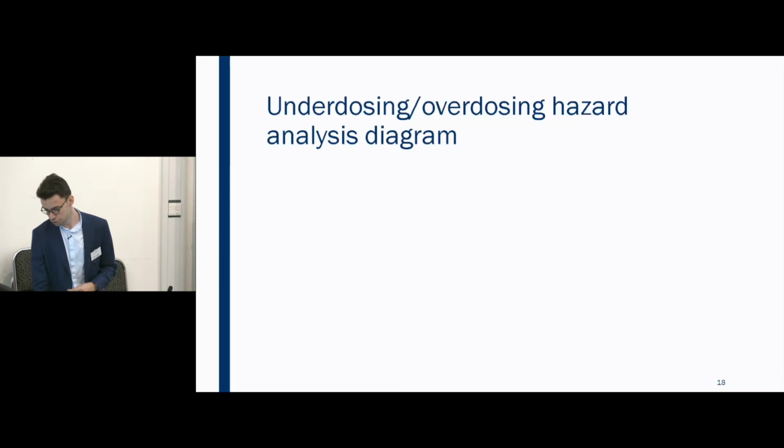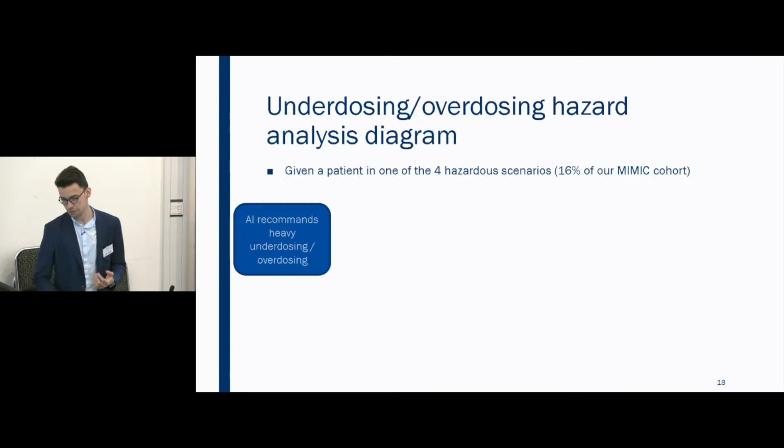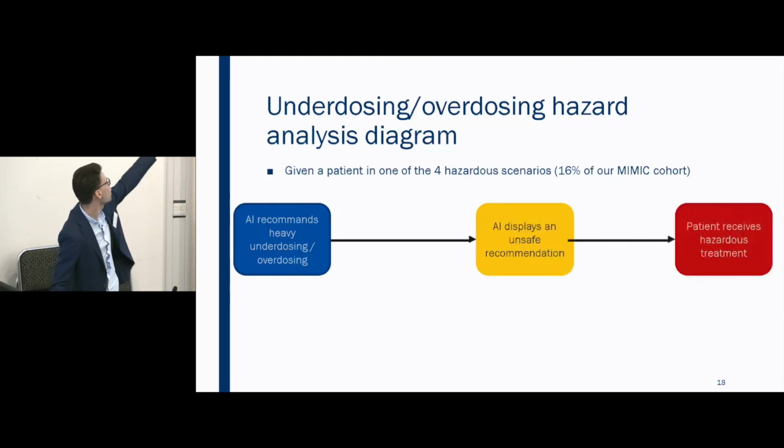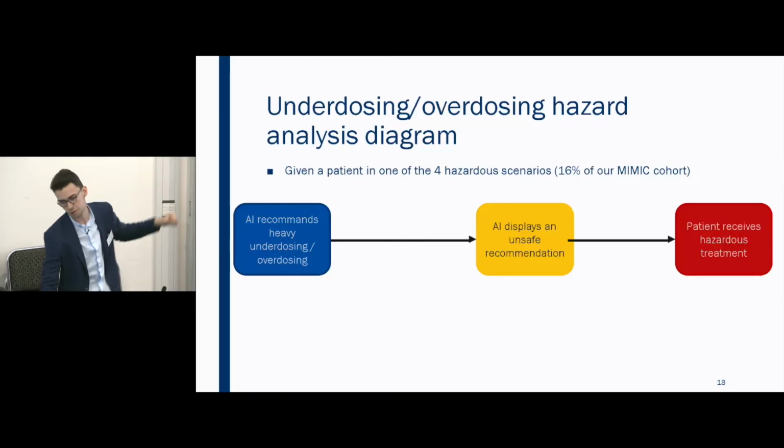Underdosing, overdosing, we've turned this into this little diagram, just very similarly to the UAV we've seen beforehand. And this leads to something looking like this, right? The system would recommend a dose that is hazardous. This would be shown to the clinician and then potentially administered to the patient.